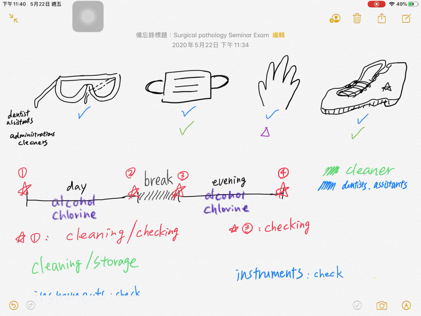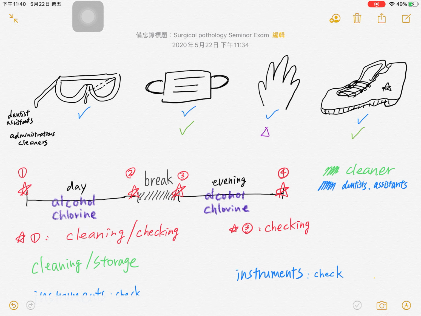Here I mark a triangle on the gloves because the administrators can wear gloves if they want, but I would rather provide them a box of alcohol wipes or a bottle of alcohol while they are receiving patients, in case they need to clean their computers or keyboards or tables or shelves.